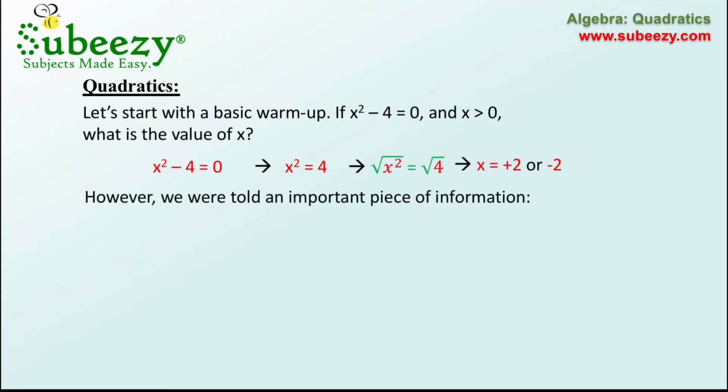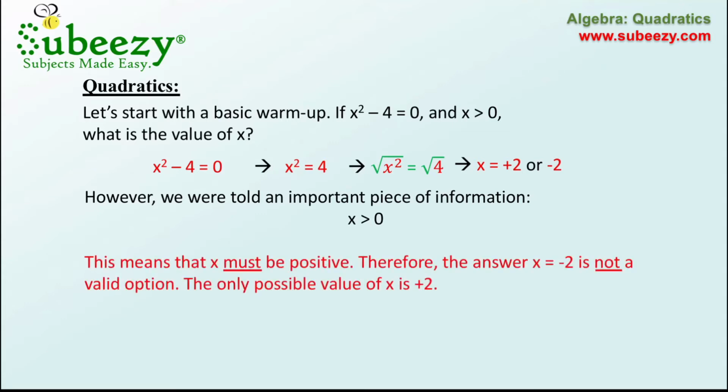However, we were told an important piece of information, that x is greater than 0. This means that x must be positive. Therefore, even though by taking the square root of 4 we end up with two possible answers, there is only one possible value for x. The answer x is equal to negative 2 is not a valid option. The only possible value of x is positive 2. You must pay attention to any additional information that you are given, especially when it comes to quadratic problems.